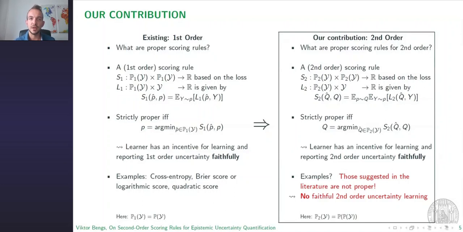However, we show in our paper that a huge class of second order loss functions are not proper, and in particular those proposed in the literature are included. So in the spirit of proper scoring rules, the learners using these loss functions do not faithfully report their second order uncertainty.